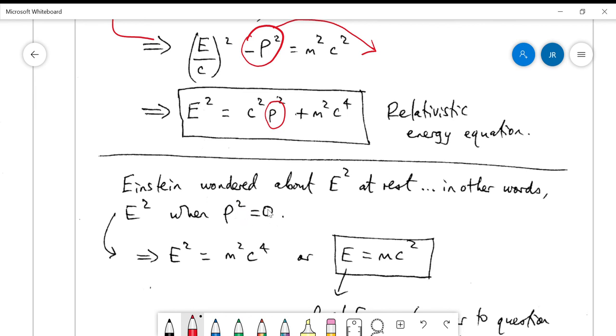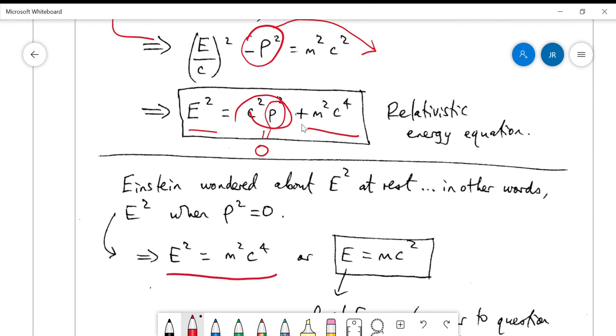So when p squared is zero, you're at rest, because p is mv, so p squared is m squared v squared. Well, at rest, it would be the rest energy squared, right? So at rest when p squared is zero, that whole term disappears. So this whole term here equals zero at rest. So we're left with E squared is m squared c to the fourth, which we've rewritten here.